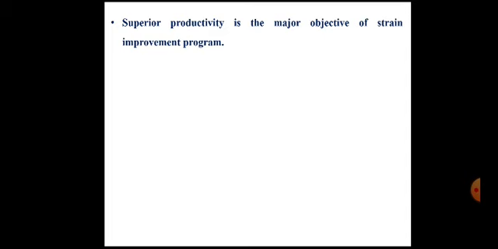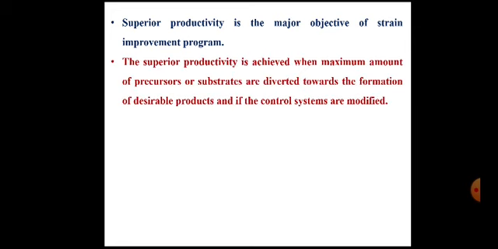Superior productivity is a major objective of strain improvement program. As I said, to increase the productivity, to increase the potential of desirable microorganisms for the production of desirable metabolites is the major objective of strain improvement program. So superior productivity can be achieved when maximum amount of precursors or substrates are diverted towards the formation of desirable metabolites, and if the control systems are modified, we'll come back to this, to discuss that in detail, the modification of biochemical pathways.